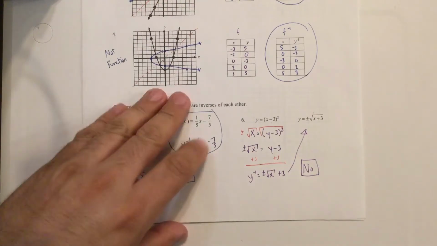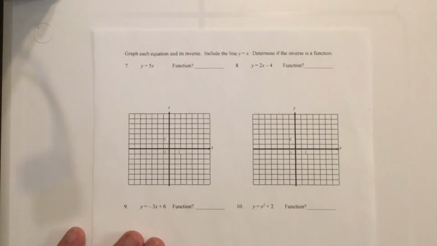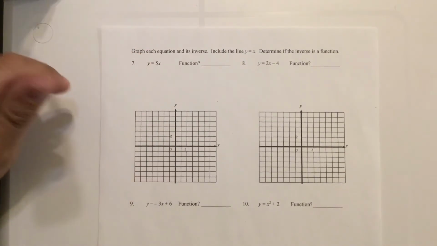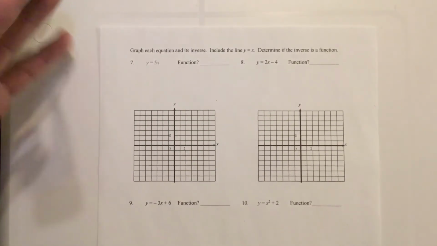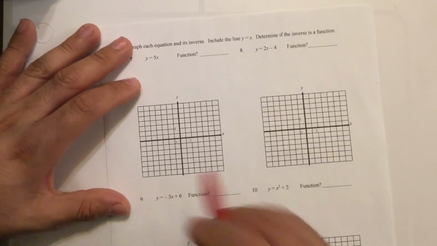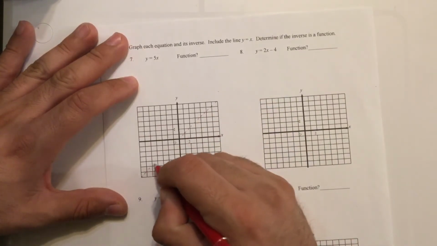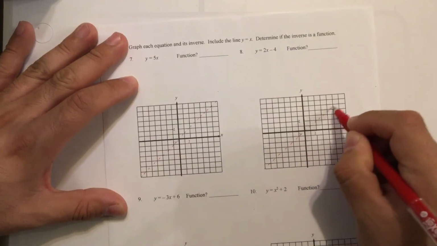All right, let me go ahead and keep going. Now from this one here, it just says graph each equation and its inverse, include the line y equals x, and determine if the inverse is a function. There are a lot of ways to do this. You're going to graph these lines or quadratics, and then see whether they're a function or not. For this first one, I'm just going to automatically draw the line y equals x, and I'll do that on the second one as well.